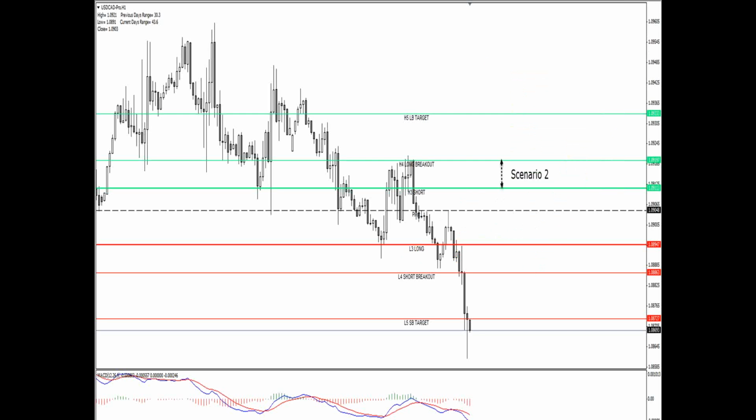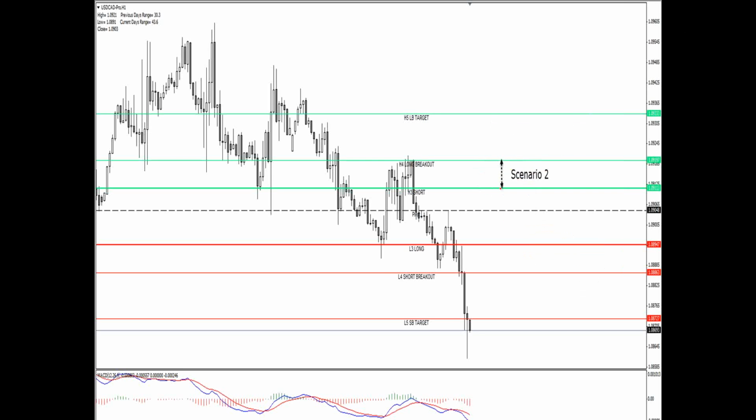Open price is between H3 and H4. For a long trade, you need to wait for the price to move, because if the price opens between H3 and H4, we consider the market to be bullish, right? Now, when price moves above H4, you should buy. So this is scenario 2.